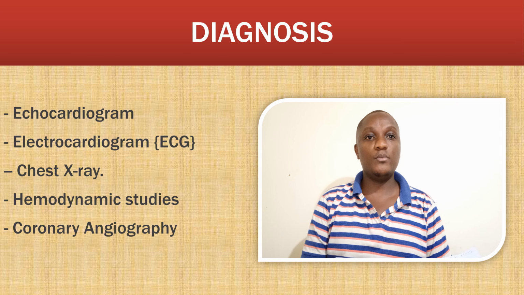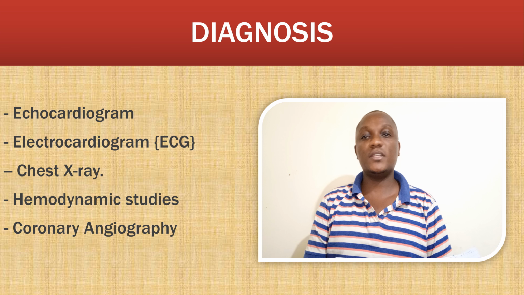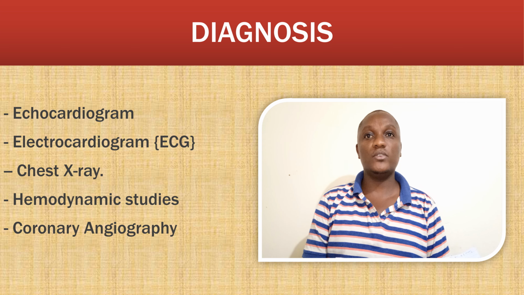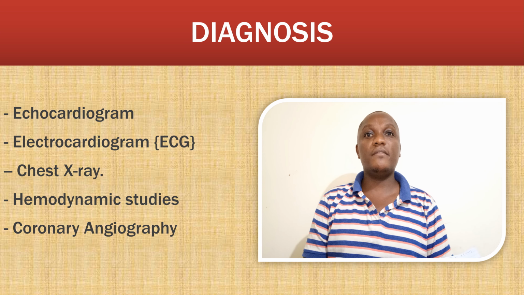The diagnosis of cardiomyopathy can be achieved through, one, echocardiogram. An echocardiogram assesses the heart structure, the chamber size and thickness. It can also assess the structure of the ventricular walls and the overall heart function. Then we have electrocardiogram, what we normally call an ECG. An ECG will assess and detect any dysrhythmias as well as other indicators of heart failure and cardiomyopathy.